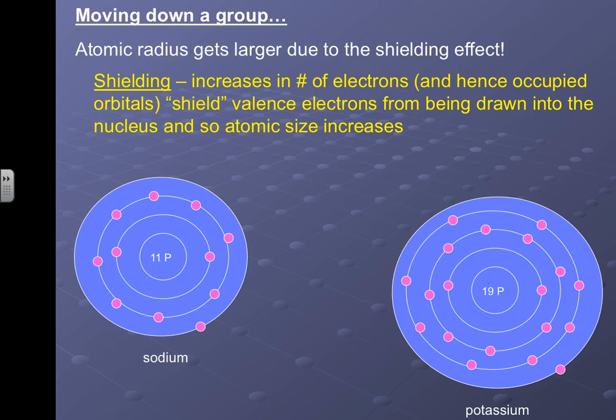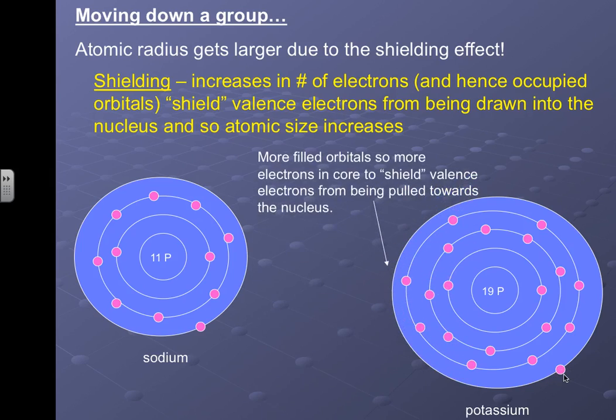And the shielding, of course, is occurring because of these literal shields. These are individual energy levels that act as shields, and that sort of allows this guy to get a little bit out of control, to go outward a little bit. So hopefully these help. More filled orbitals, so more electrons in the core, shield valence electrons from being pulled towards the nucleus.